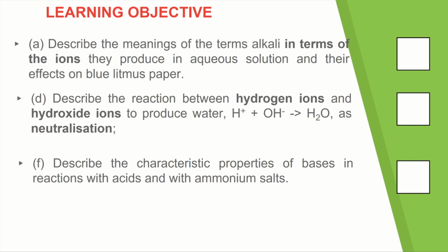These are the learning objectives for bases and alkali. The first one is to define what an alkali is, what ions they produce and how to test for them. The second is the reaction between hydrogen ions and hydroxide ions. Hydrogen ions are produced by acids, and hydroxide ions are produced by alkali. Hydrogen ions and hydroxide ions form water. This process is called neutralization. The next part is the reactions that alkalis can undergo. So let's move on.